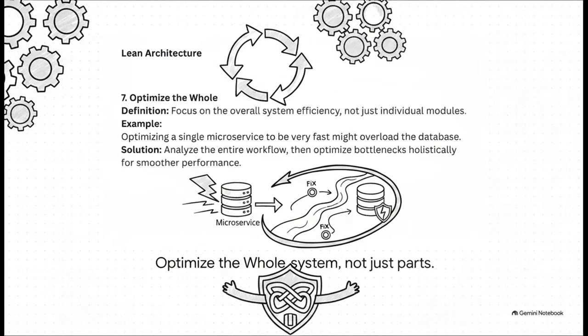This is a big one. You have to focus on overall system efficiency, not just hyper-optimizing individual modules. Imagine making one single microservice lightning fast. Sounds awesome, right? But wait, what if that newfound speed accidentally overloads and crashes your main database? Lean teaches us to look at the entire big picture. You have to analyze the whole workflow and smooth out the bottlenecks holistically so the entire system performs better.